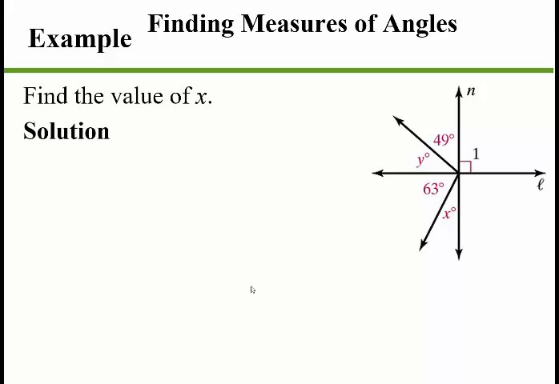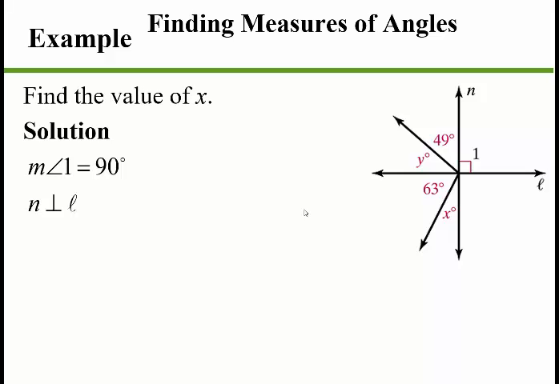Let's do an example real quick. Let's find the value of x here. If you look here, I have this line L and this line N, and what they're telling me is that angle 1 here is a 90-degree angle. What that also tells me is this part here has to be 90 degrees. The sum of these two angles has to be 90 degrees, and the sum of these two angles has to be 90 degrees. So the measure of angle 1 is 90 degrees.